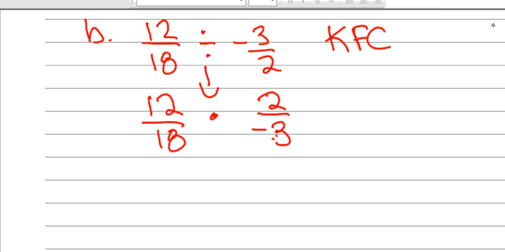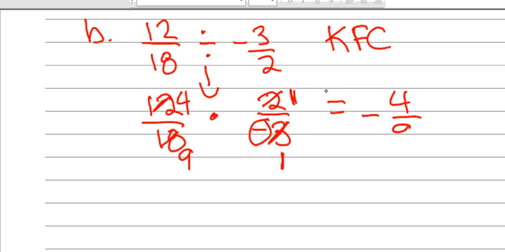So I know 2 can go into 18 9 times. And I know 3 can go into 12 4 times. And I do have a negative here. So if I multiply straight across, I get negative 4 over 9.